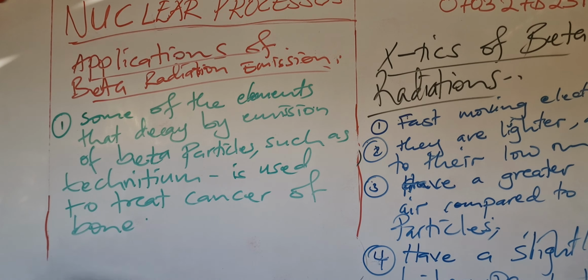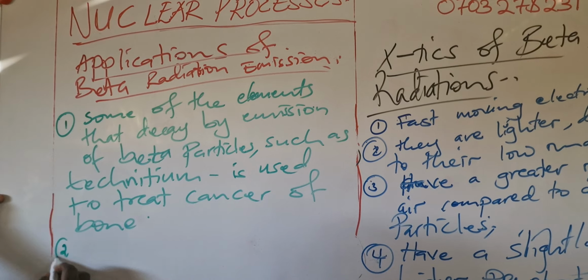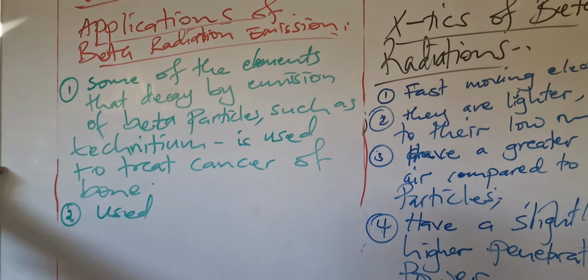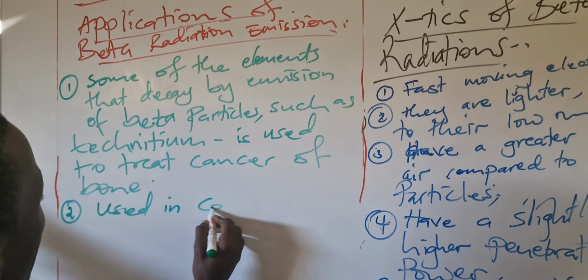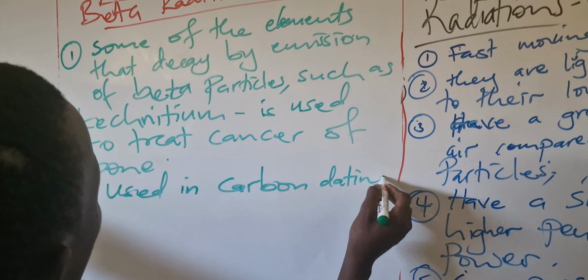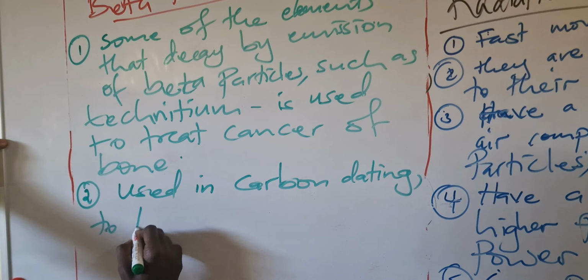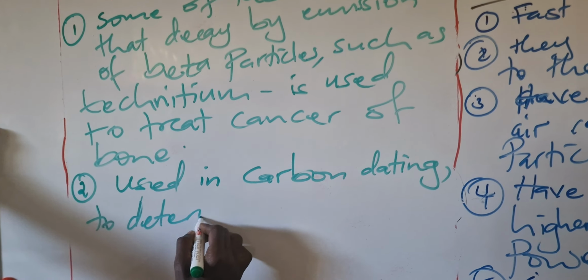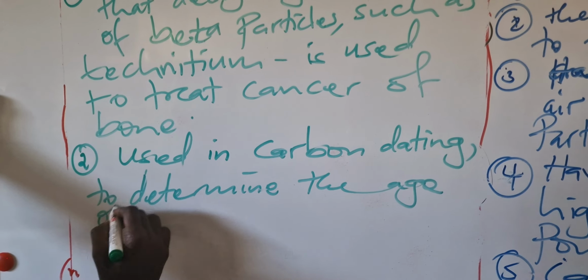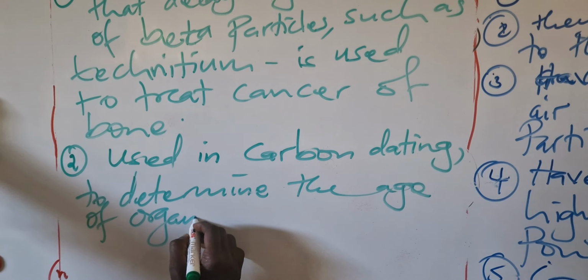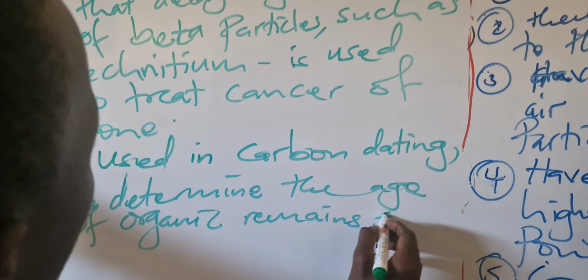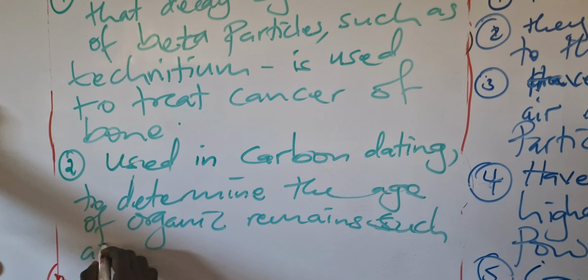We shall find that the beta radiations are used in carbon dating to determine the age of organic remains, such as bones.